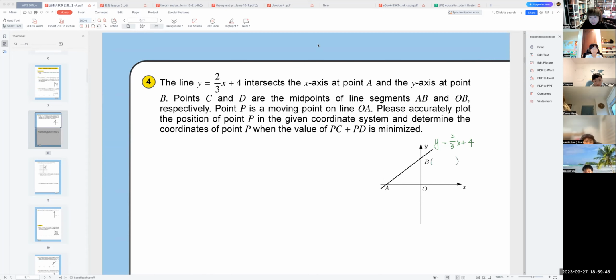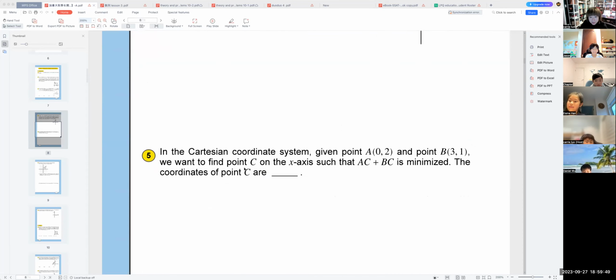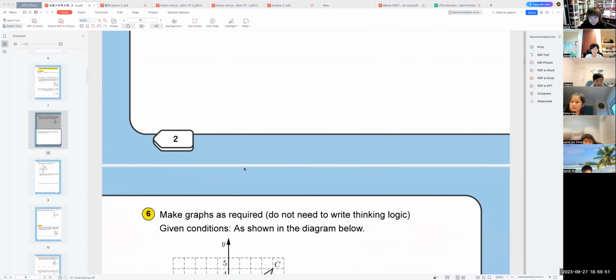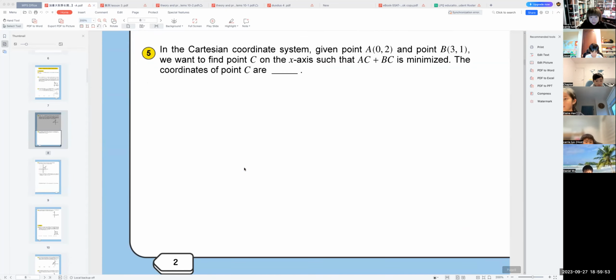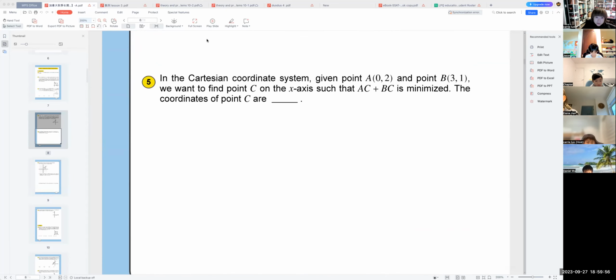No, we won't do this problem, it's still a bit hard. This problem is the reverse, so let's do number 5 first. I think number 5 is the easiest. Okay, let's do number 5 first. In the coordinate system, I'm going to help you do the coordinate system. Giving you the point A equals 0, 2, everybody please write on your paper. Where is A (0, 2)? Draw it out.